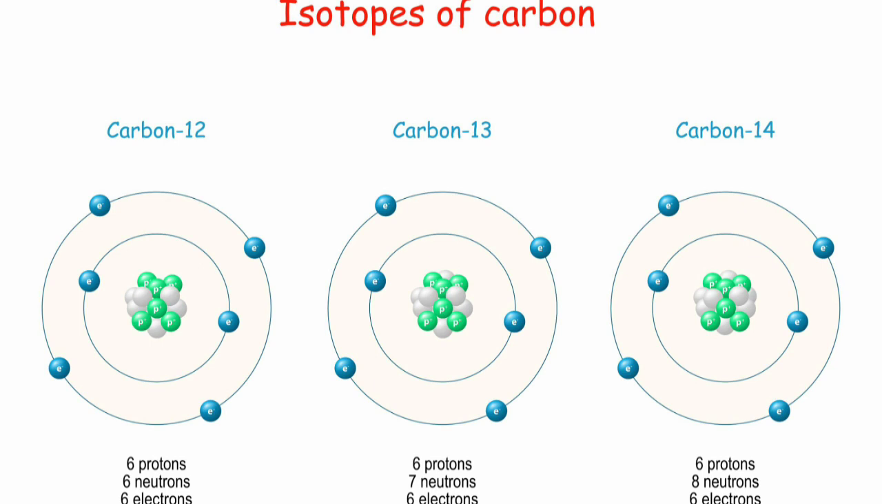It is an isotope. Now let's see the third atom shown here. That has 6 protons, 6 electrons and 8 neutrons, meaning it is also an isotope because the neutrons are more than normal.